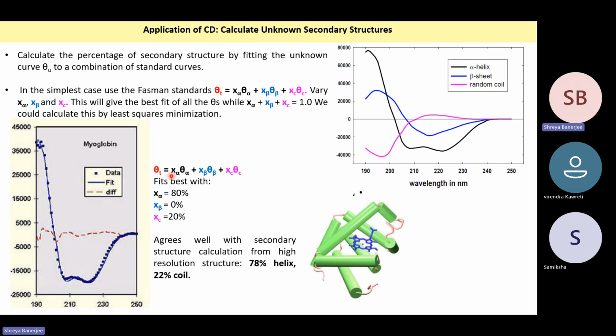Some of the basic softwares only consider three secondary structures: alpha helix, beta sheet, and random coil. But as the softwares have improved, they also consider other secondary structures like beta turn, and they can also differentiate between parallel and anti-parallel beta sheet, and so on. So from circular dichroism, using software, you can now even predict what percentage of each secondary structure makes up the protein.